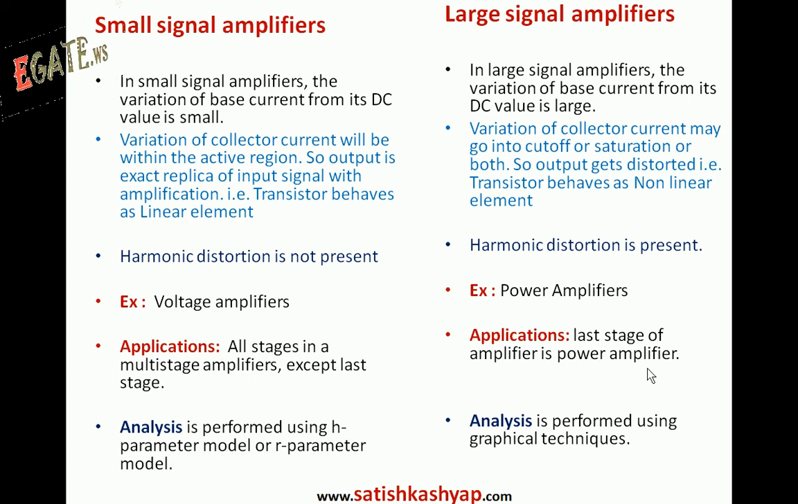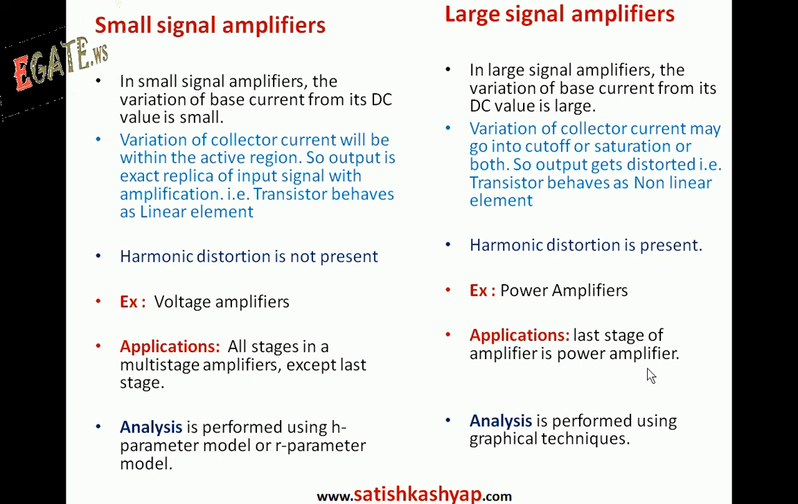So the basic differences: in a small signal amplifier the variation of base current from its DC value is very small, so that collector current always varies within the active region, that makes no distortion in the output signal, and so linearity is maintained, no harmonic distortion present. Examples are voltage amplifiers. Applications are all voltage amplifiers, that is all stages in multi-stage amplifiers except the last stage, and analysis is performed using H parameter model or R parameter model.